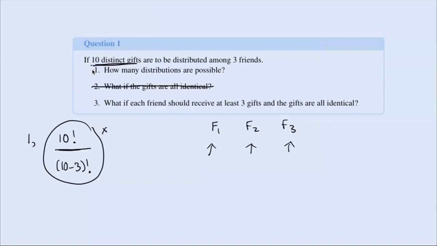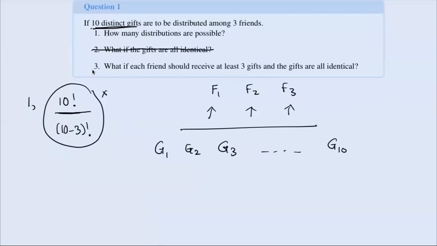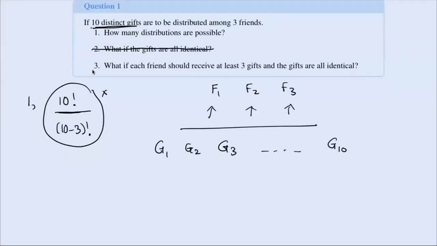But if you look at the problem in a different way, like if I write down give 1, give 2, give 3, up until give 10, I can assign a label to each gift. For example, if I assign the label friend 1 to gift 1, then it means that I will give friend 1 this gift. And if I label F2 to G2, it means that I will give friend 2 this gift.